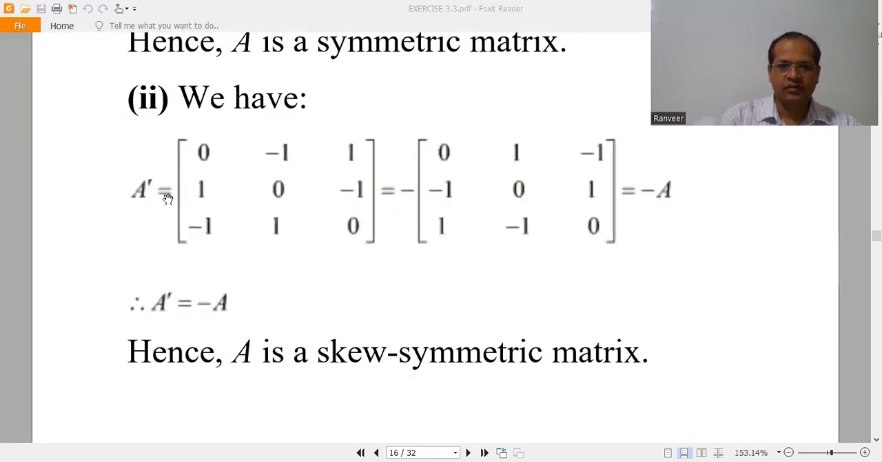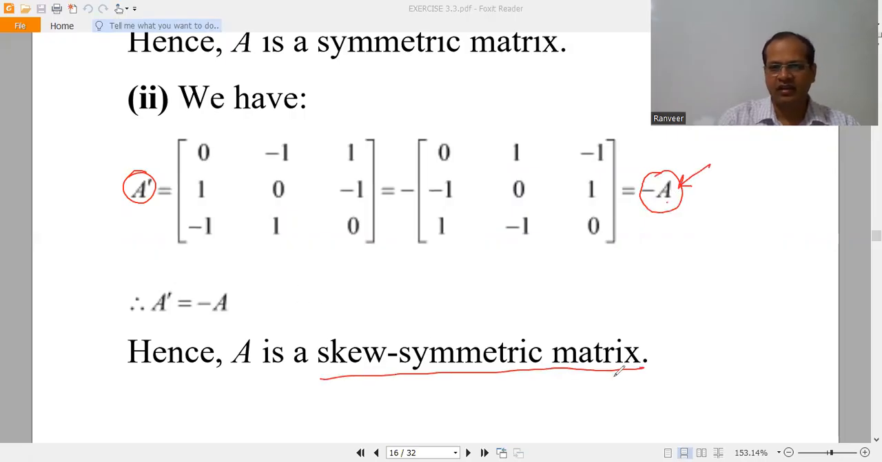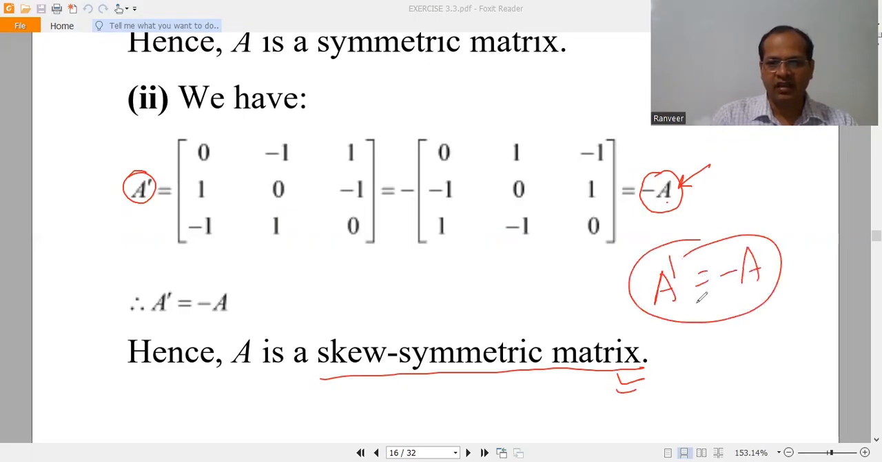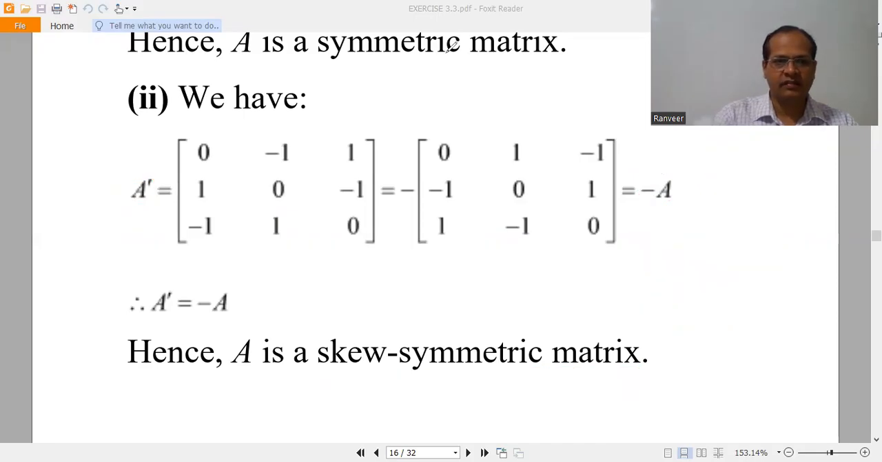Now, skew symmetric is, after doing the transpose, if we get minus A, that means minus of the matrix value, then this is called a skew symmetric matrix. This is very, very important, and from the objective point of view also. So A complement equal to minus A is skew symmetric, and A complement equal to A is a symmetric matrix. This value you always have to remember.